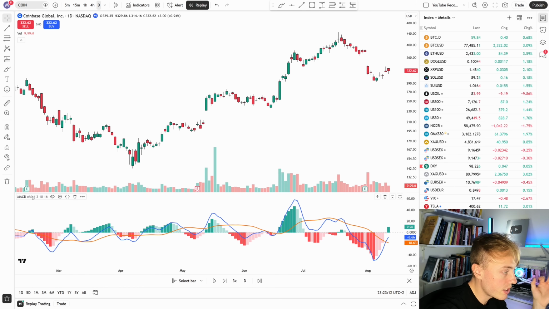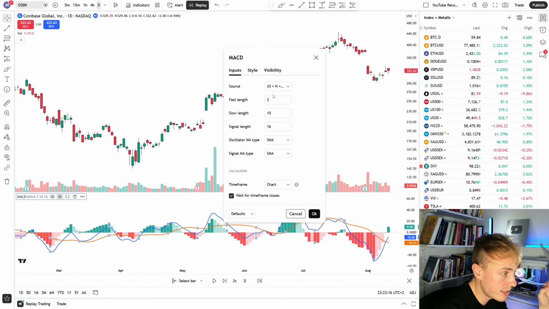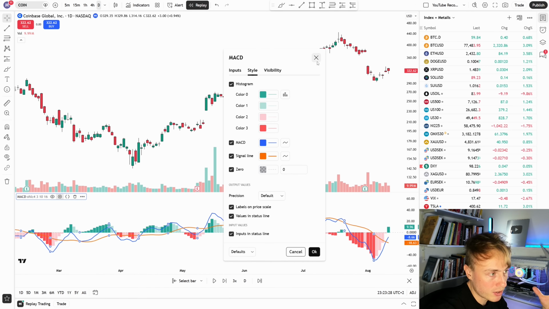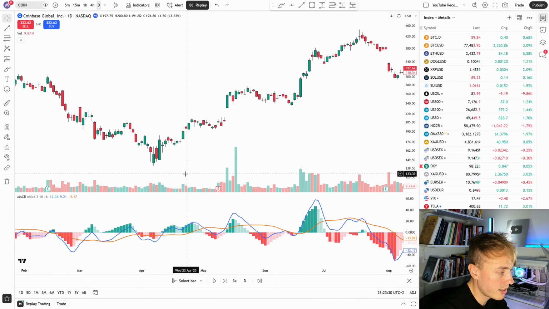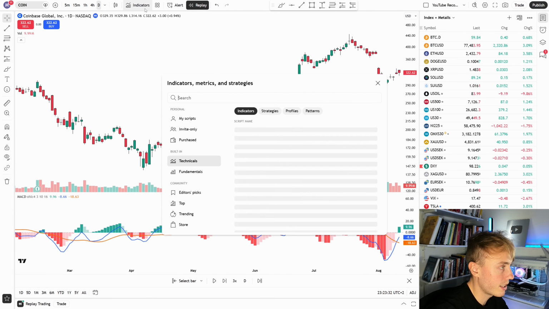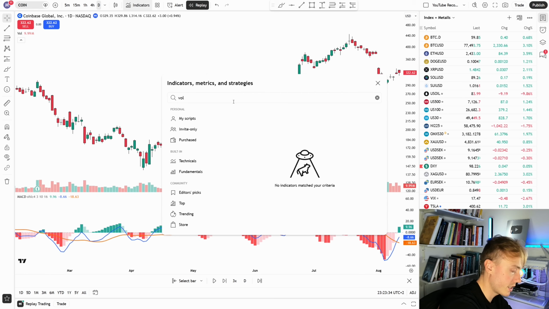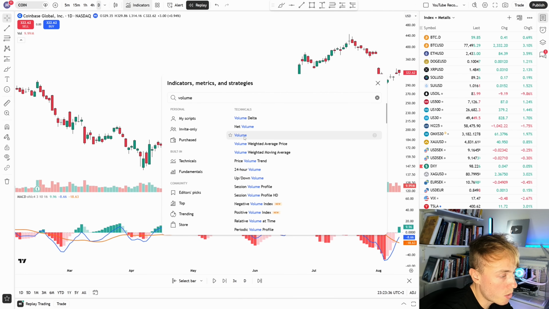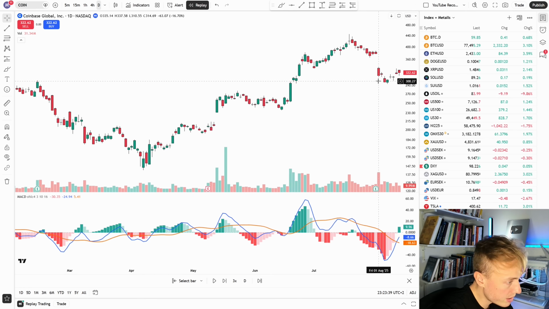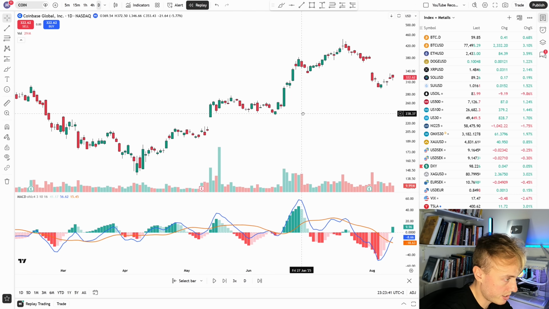First of all, we need to set up everything we need for this trading strategy. First, you need the MACD indicator, and remember the settings: OHLC4, 3, 10, 16, and make sure that the oscillator and the signal moving average type are set to SMA. I also have some simple style changes, but it's not that important. Also make sure that you have the volume indicator. The volume indicator we are using, just to repeat, is the normal volume. It works very well for this strategy.